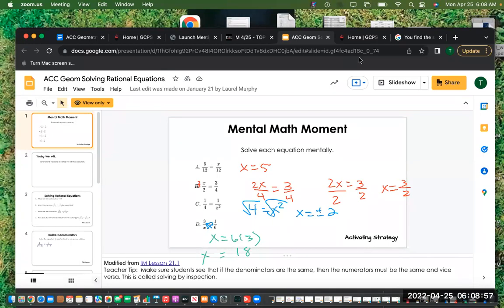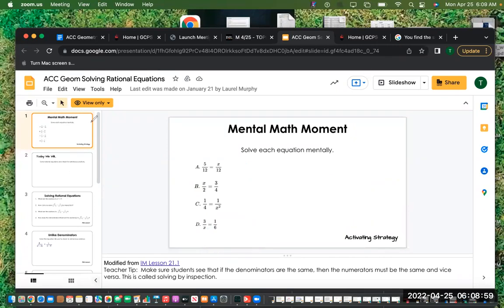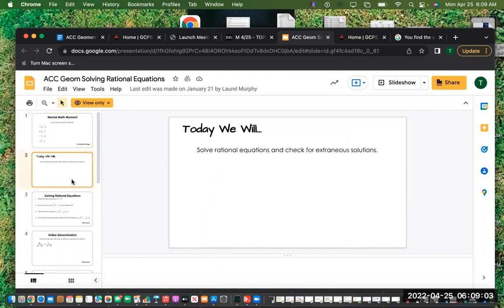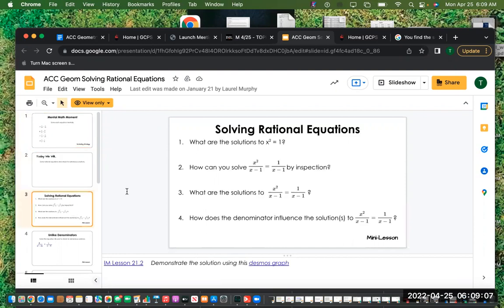All right, so that moves us into what we're going to talk about today. Hopefully this is a little bit of a review. I think y'all started doing this in January. Basically we're going to solve rational equations and then check for extraneous solutions. If you've seen this before, great. We're going to go over rational and radicals in this next unit.